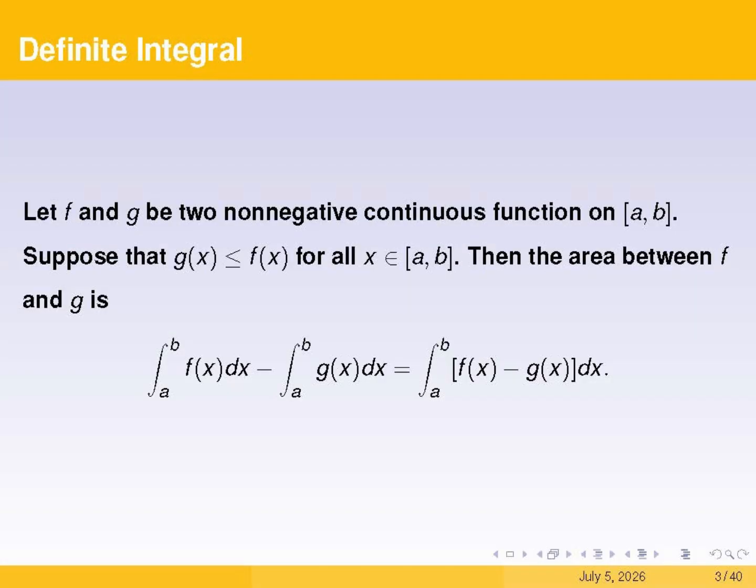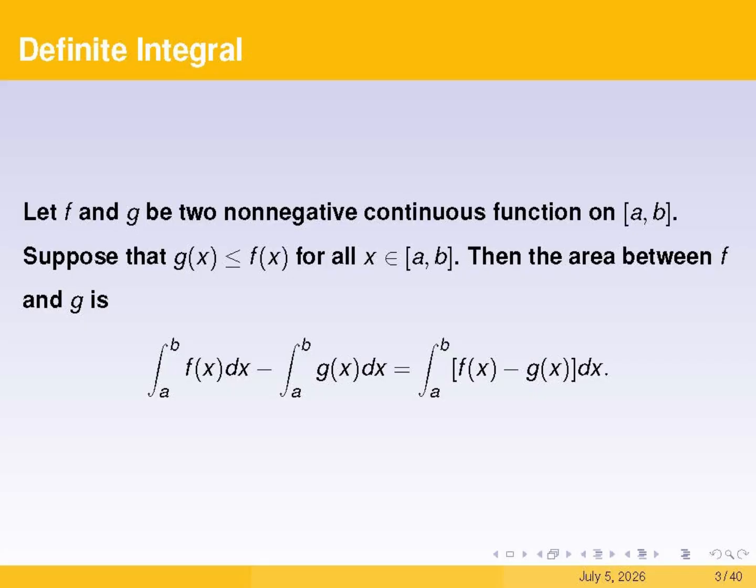This screen shows how to find the area of the region enclosed by two non-negative and continuous functions f and g over the closed interval from a to b. Let's assume that function g always stays below function f. In terms of their function values, this means the function value of g is always smaller than the function value of f. In other words, for any point x in the interval [a, b], g of x is less than or equal to f of x.